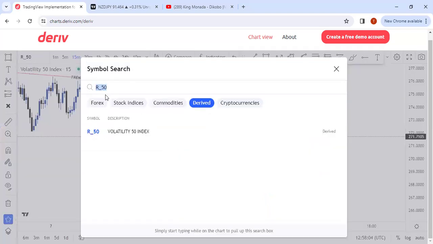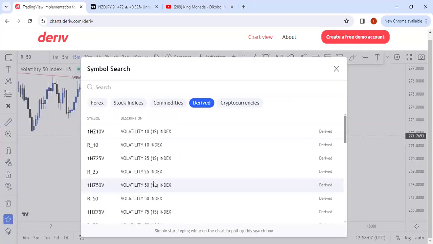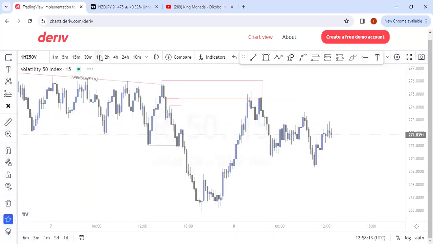So let's change the pair, guys, right now. Let's change the pair, and maybe let's look at volatility 50s. Yes, guys.